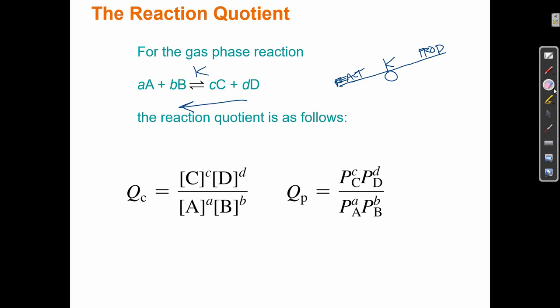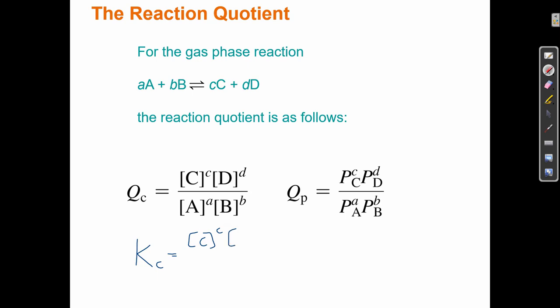The equilibrium constant and the reaction quotient are really the same equation. Because look, K equals C times D over A times B. So Q and K are almost identical. The only difference is that when I'm looking at Q, I'm looking at initial concentrations. And when I'm calculating K, I'm talking about equilibrium concentrations. Now what's the difference?